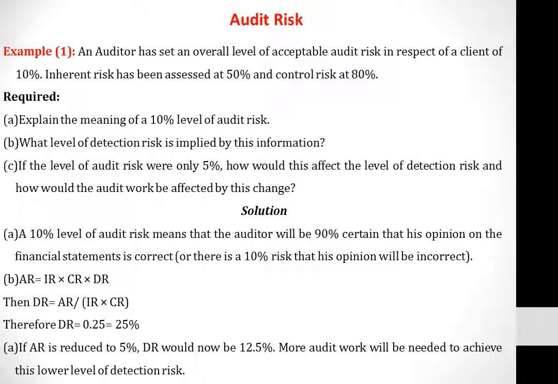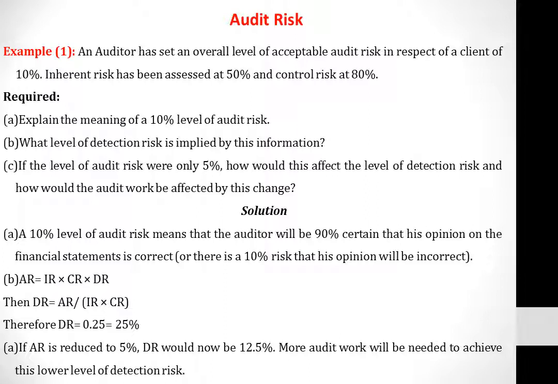Example number one. An auditor has set an overall level of acceptable audit risk in respect of the client of 10%. Inherent risk has been assessed as 50% and the control risk at 80%. Required: A, explain the meaning of a 10% level of audit risk. B, what level of detection risk is implied by this information? C, if the level of the audit risk were only 5%, how would this affect the level of detection risk and how would the audit work be affected by this change?